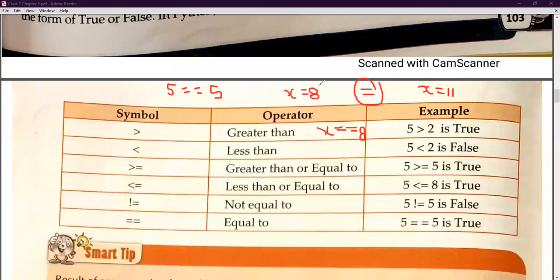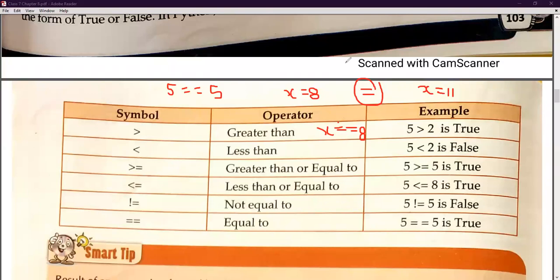If you are writing one equals to sign, then it is used to store the value. But if I am writing two equals to signs, then it will check. It will be like an inspector. It will be like a detective that is checking, right? So you can correlate it.